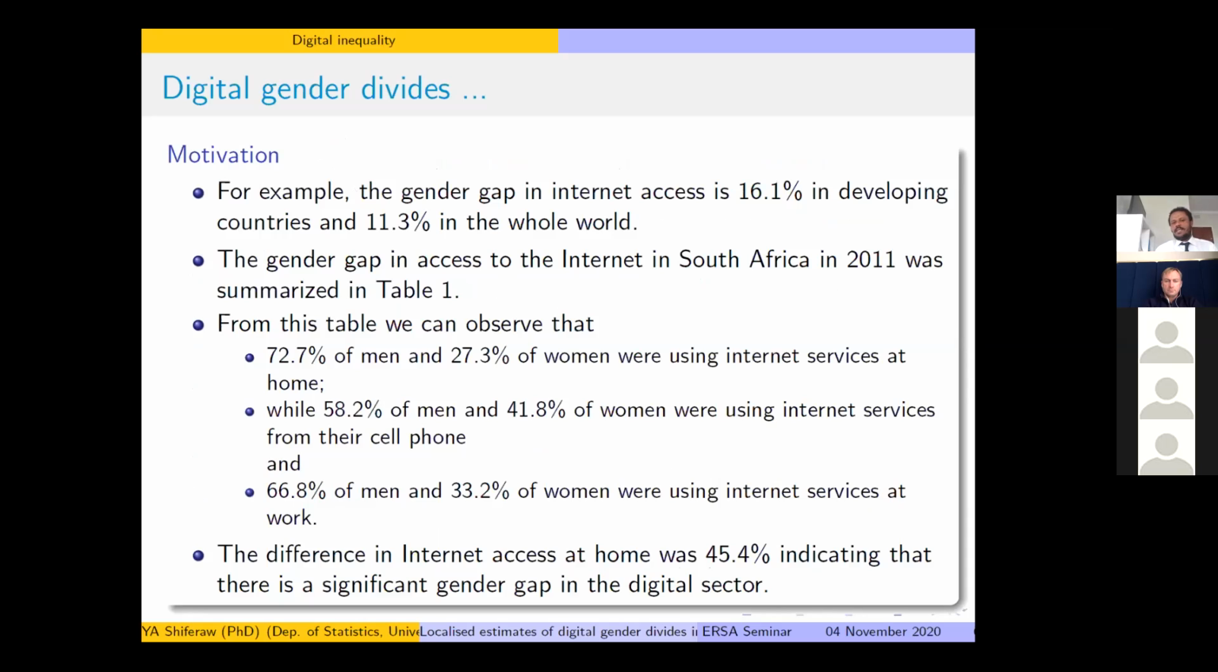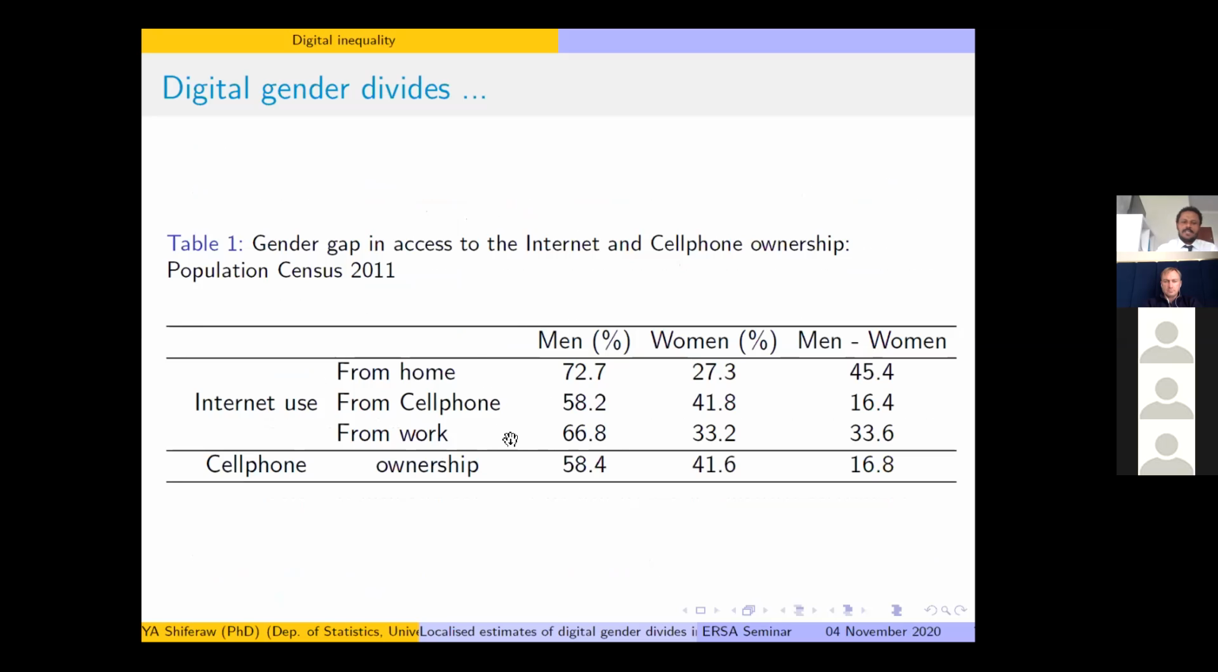For example, the gender gap in internet access is 16.1% in developing countries and 11.3% in the whole world. The gender gap in access to the internet in South Africa, I have got one, just this, because our recent census in South Africa is the 2011 census. According to that census, this is a summary of the digital coverage, especially internet use and cell phone ownership.